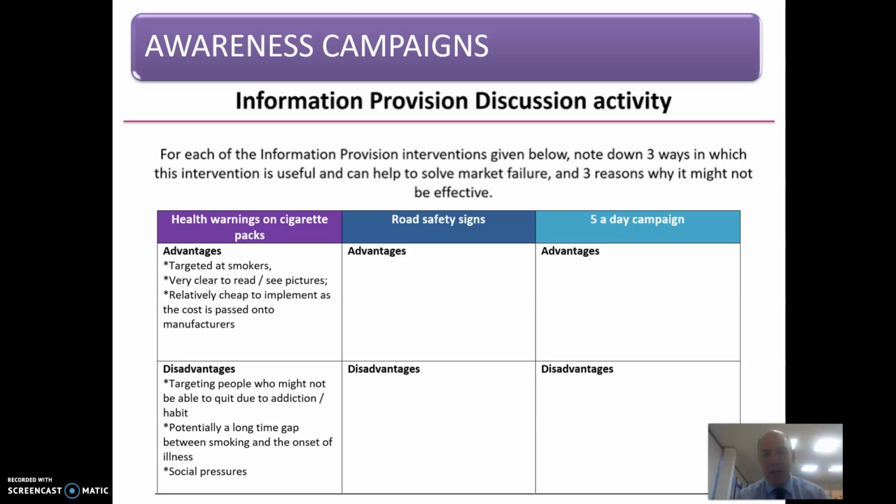Give yourself 6 minutes, so 3 minutes on each of the next two scenarios: road safety signs and 5-a-day campaign. So 3 minutes, 90 seconds on the advantages and disadvantages of each, 6 minutes in total. So press pause and have a real think and see what you can come up with.